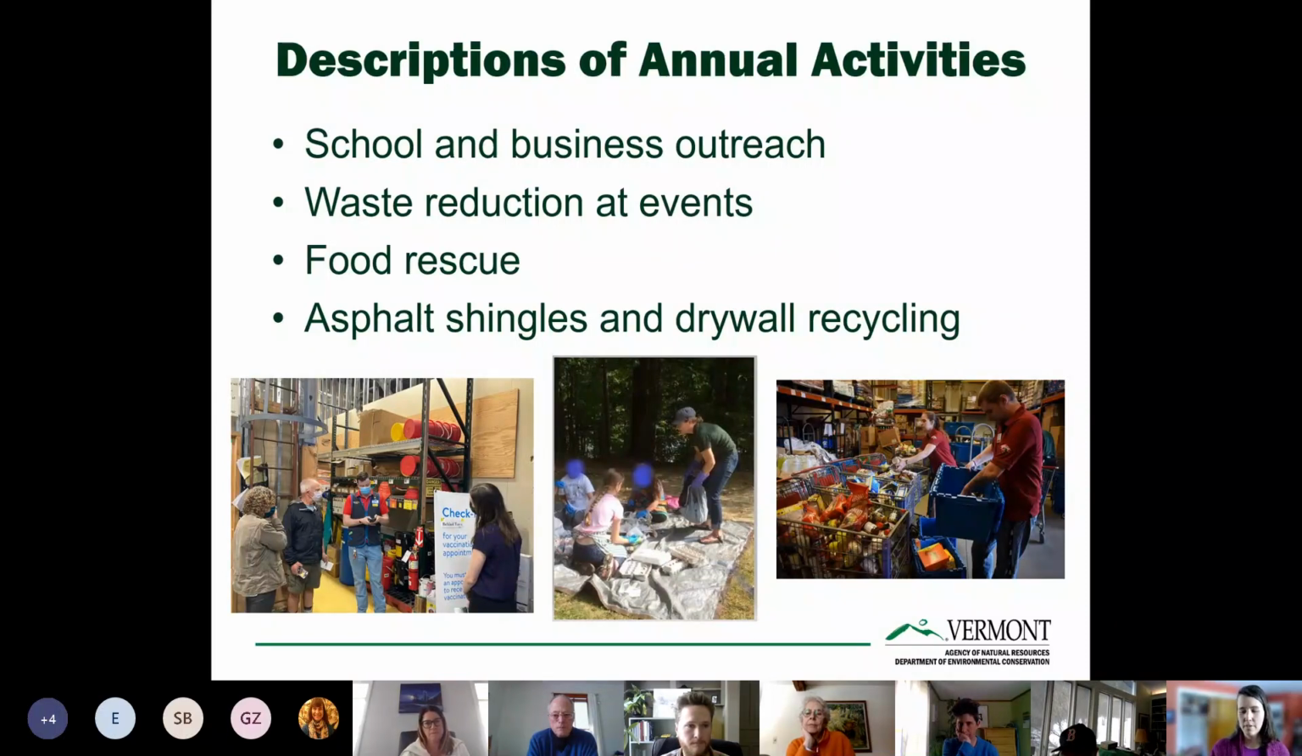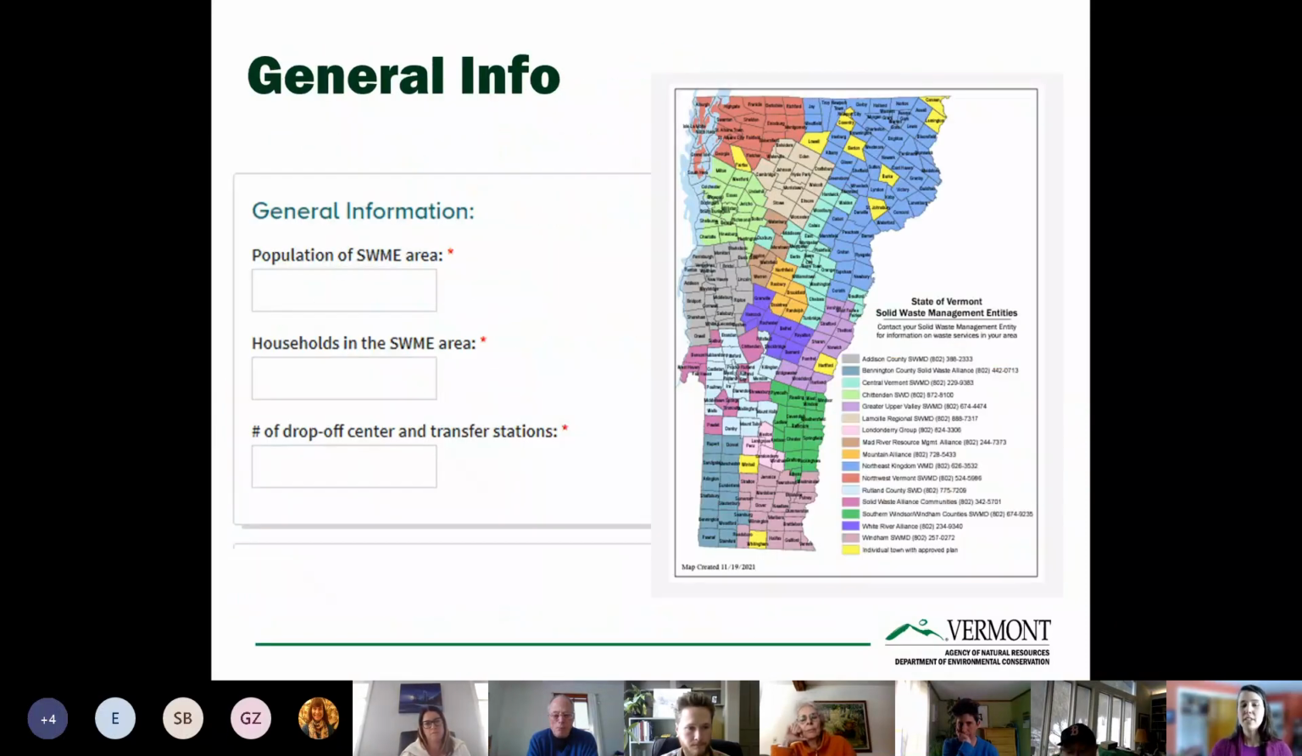So now I'm going to go through the whole report in the order that it's listed in your SWIP and also in ReTRAC. It starts, of course, with just the general info: the population of your SWME area and the number of households in the SWME area. Probably this hasn't changed, and you can just pull it forward, as well as the number of drop-off centers and transfer stations in your region.